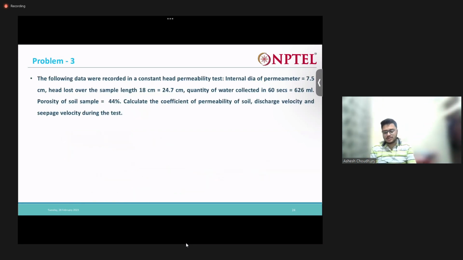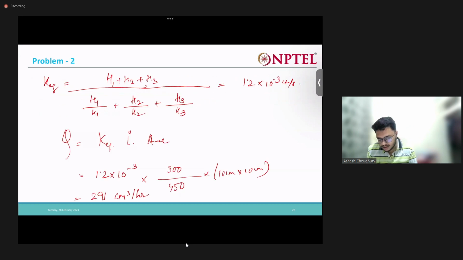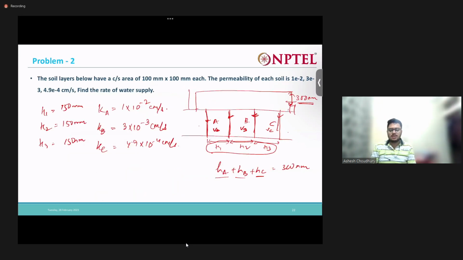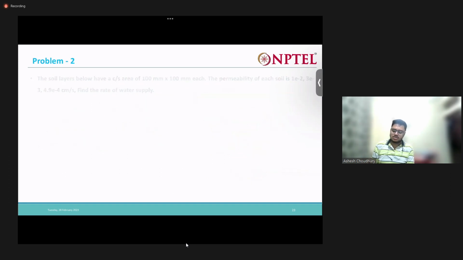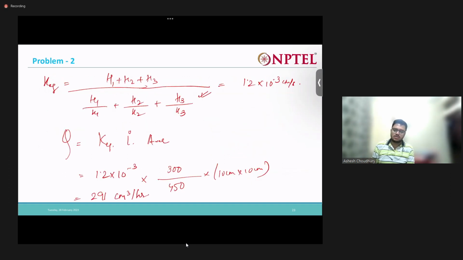This is pretty conceptual because it looks as if the flow is horizontal, but it is actually a case of vertical flow, because the head changes everywhere. Head loss here will be different, here it will be different, and here it will be different. That's why we use this particular relation. The sum of small ha plus small hb plus small hc is equal to 300 mm. The total head loss is 300 mm, but head loss in each of these layers is different.